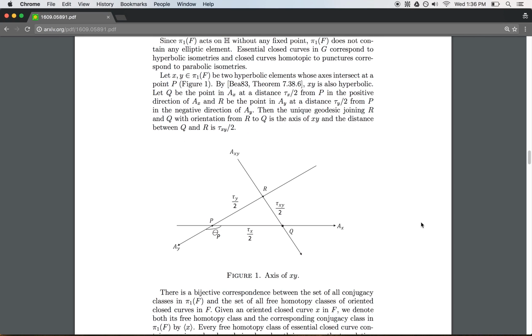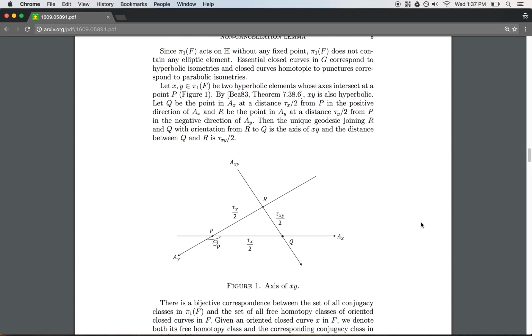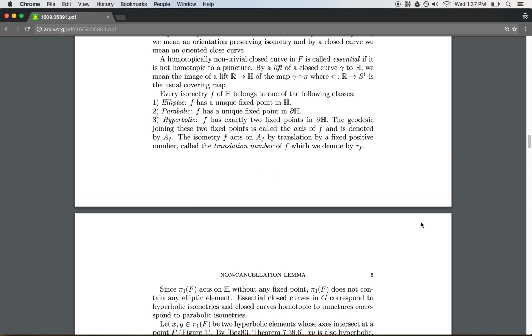And then we see figure 1, which shows these points just described, demonstrating the hyperbolic geometry.